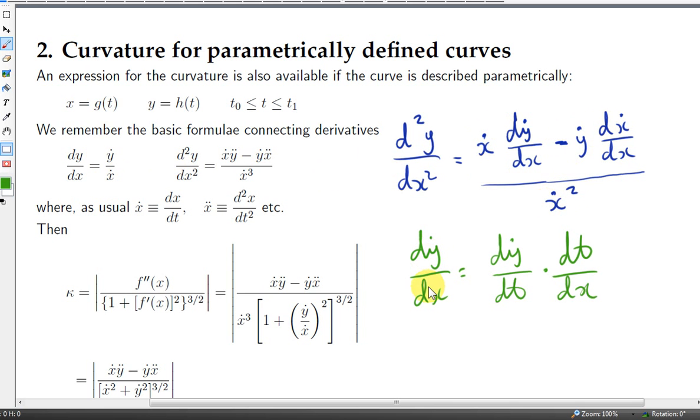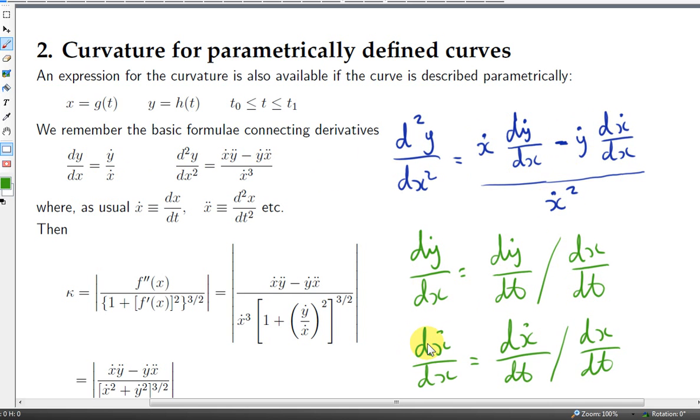Now we can write dy dot dx as dy dot dt times dt dx, and that's the same as dy dot dt divided by dx dt. Similarly, we can write dx dot dx as dx dot dt divided by dx dt. The dt's will cancel.